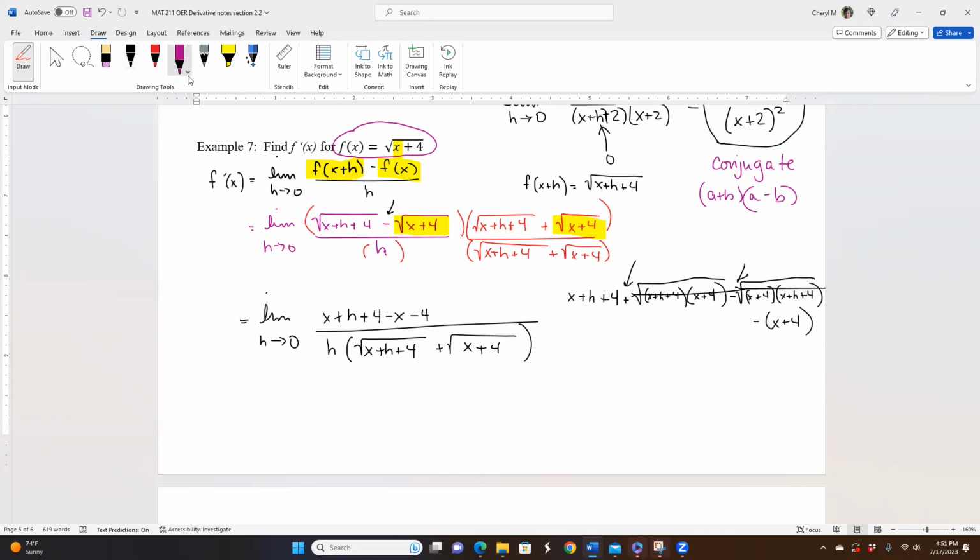All right, let's look at our numerator. Here I've got the x's that will cancel, and the 4s, a plus 4 and a minus 4, will cancel. So all we have is an h, and that h. Rewriting this, we'll have the limit as h approaches 0 of the h in the numerator, and then the h times this denominator.